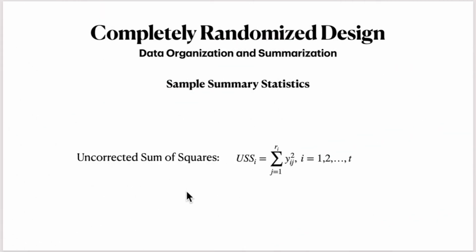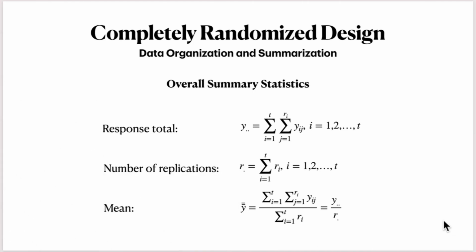And then finally, we may choose to represent the uncorrected sum of squares for the ith treatment group using this kind of notation. So again, this would be the sum, j going from 1 up to r sub i, of the squared responses in the ith treatment group. In some cases, we may choose to represent that as USS sub i.